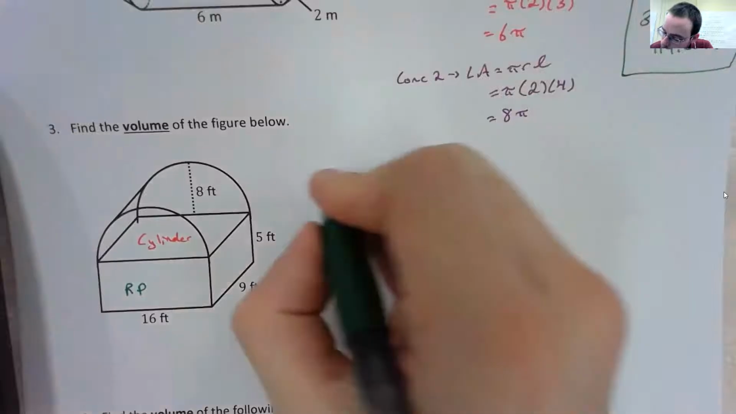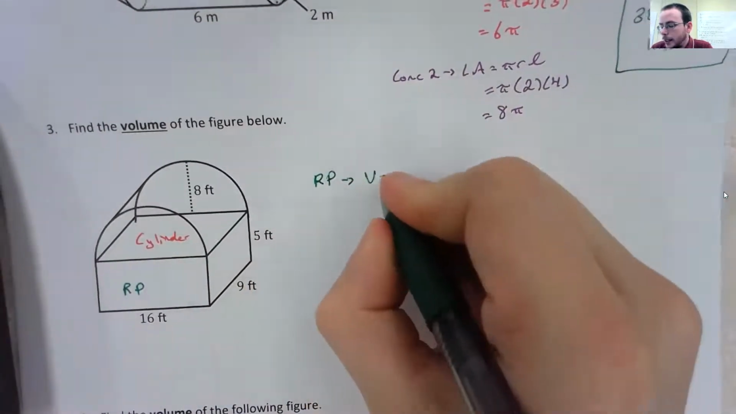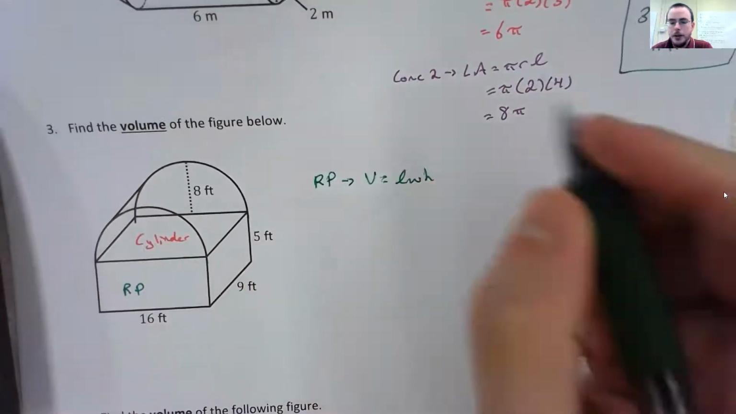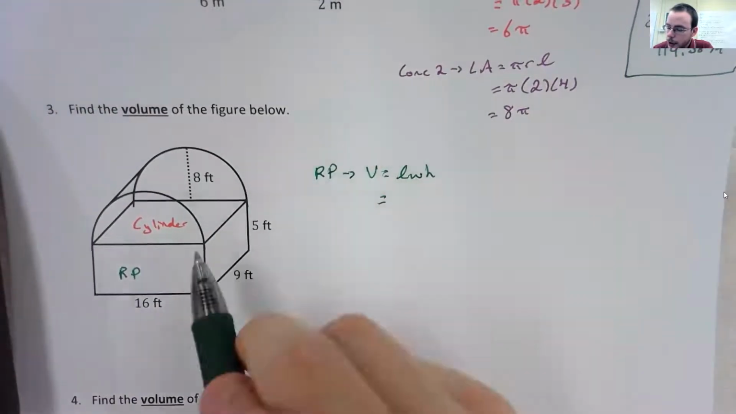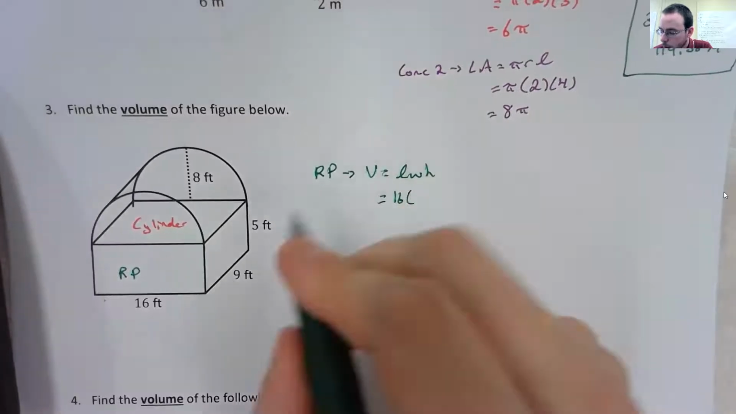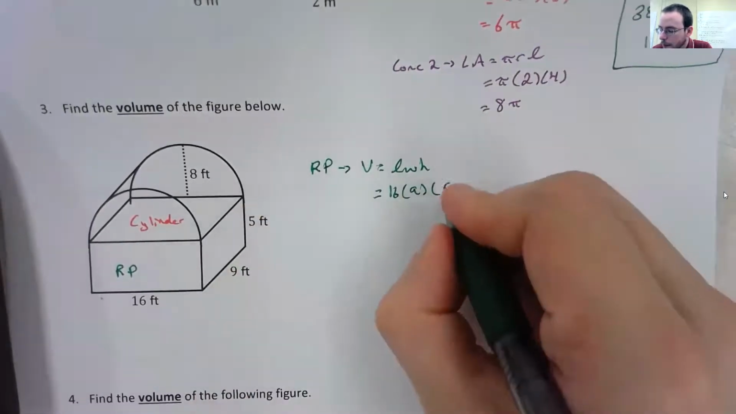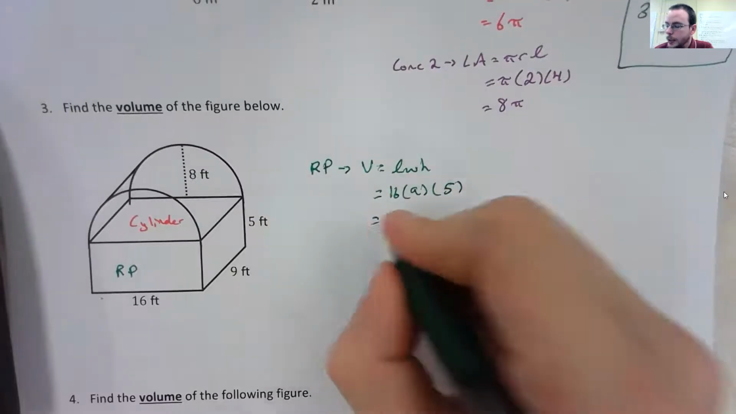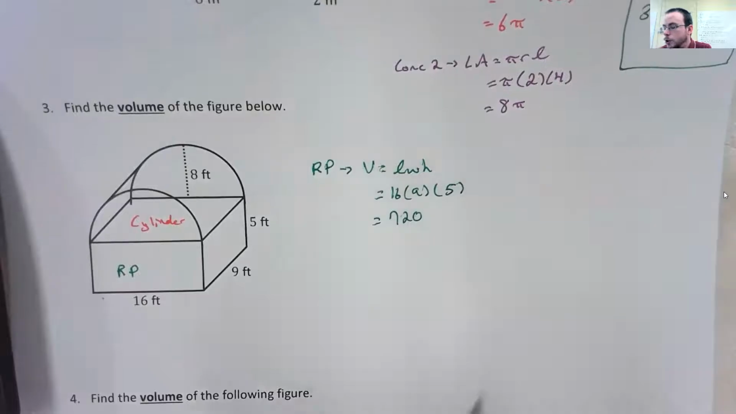So the volume of a rectangular prism is given to us by length times width times height. So the length of the rectangular prism is 16. The width is 9, and the height is 5. If we take 16 times 9 times 5, that ends up giving us 720.